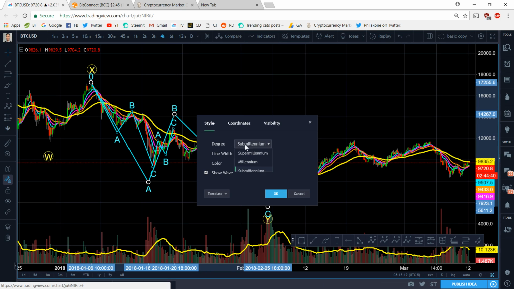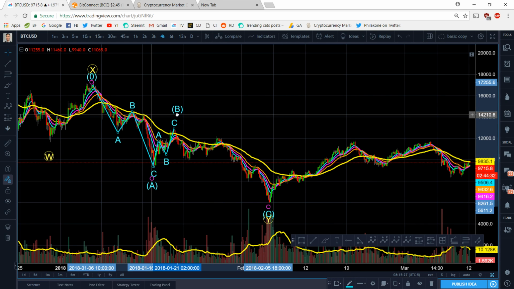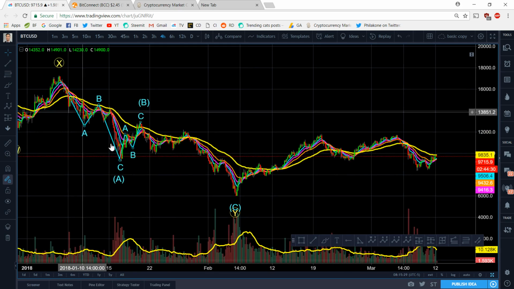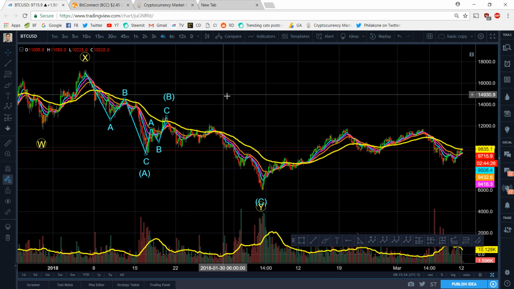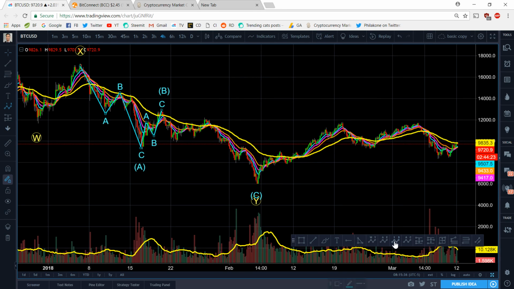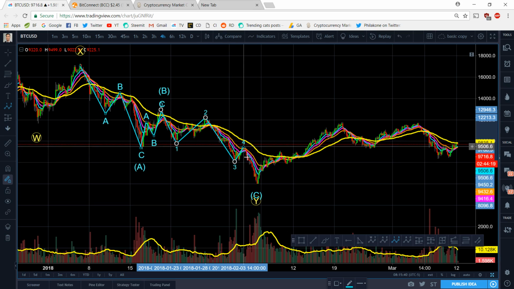Let me just change up the degree here very quickly. I should probably use different degrees. So I call this my A, B. We get a 3-wave coming down. We get a 3-wave coming up like that, like in a flat. And then we see 5 very clear waves coming down. In fact, it almost hit perfect extensions, I would say.